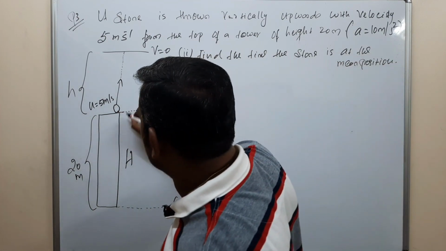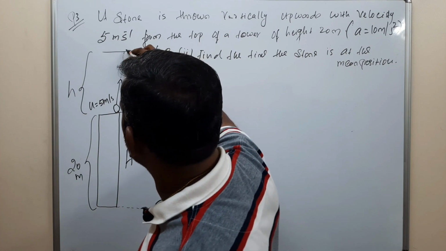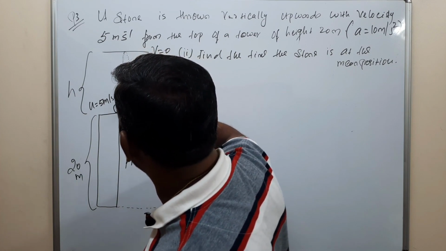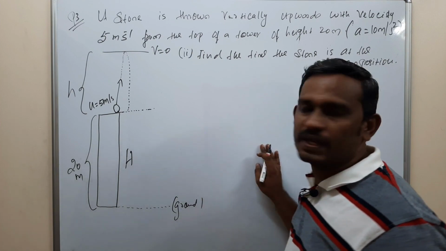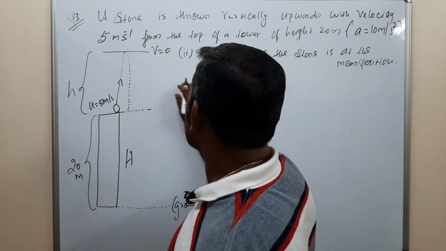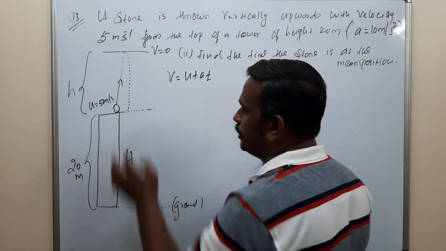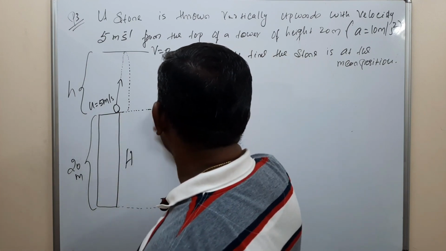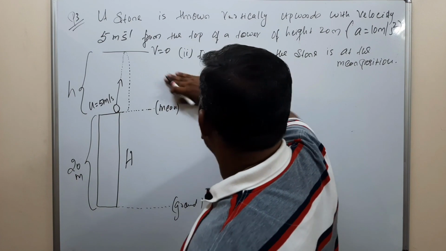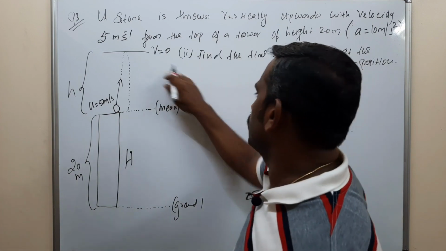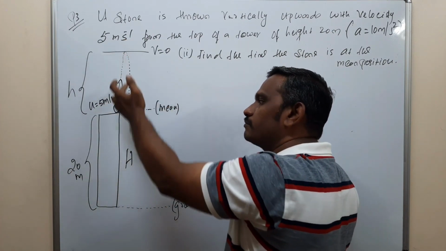Okay, so the stone is thrown with the velocity u is equal to 5 meter per second and it reaches the maximum height, v is equal to 0. So after that, the stone comes down and reaches this position. So we have to calculate the time. So v is equal to u plus at. So the stone is projected with velocity u is equal to 5 meter per second. It reaches the maximum height and comes down to the mean position.